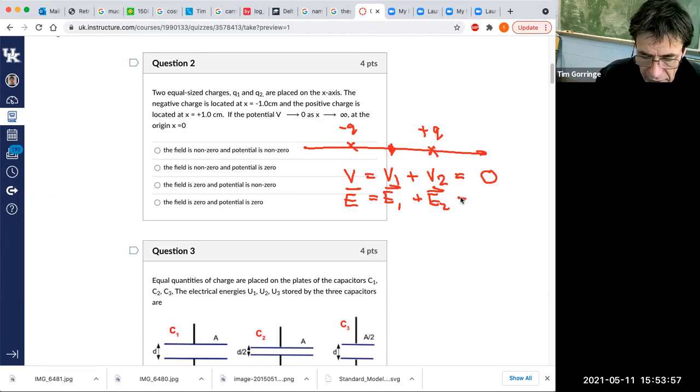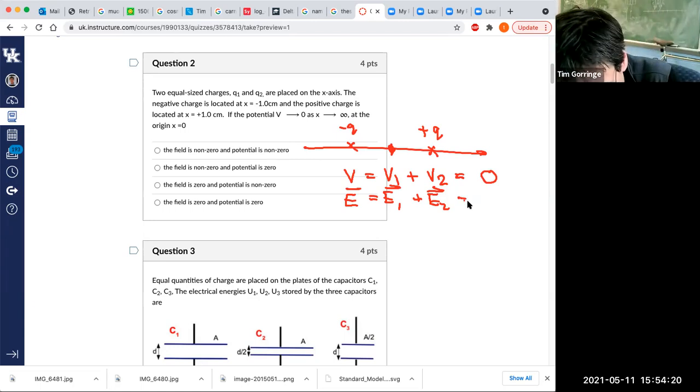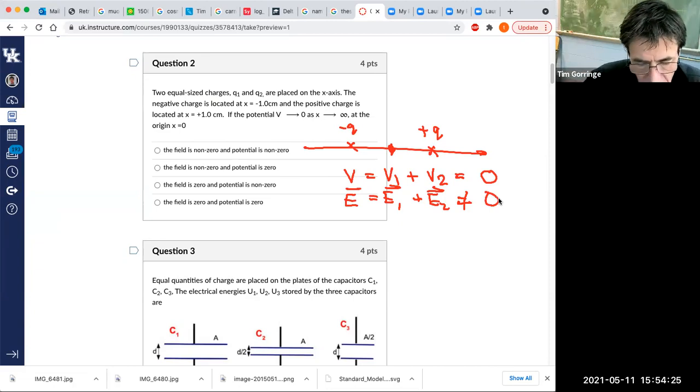But in this particular case, the field from the positive charge points away from the positive charge. The field points towards the negative charge. And so the field of the positive charge will be directed towards the left. The field of the negative charge is also directed towards the left. And so these don't add up to be zero. And so the correct answer is that the field is non-zero, whereas the potential is zero.